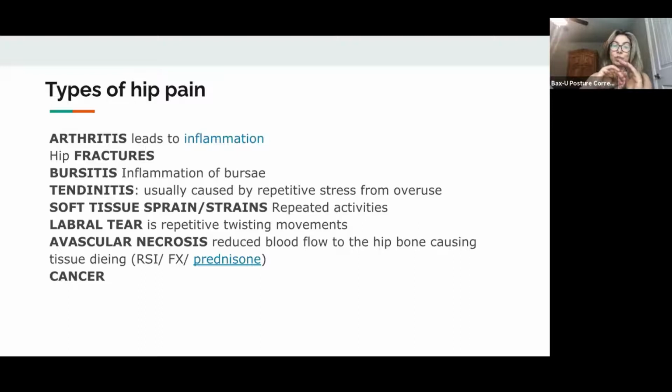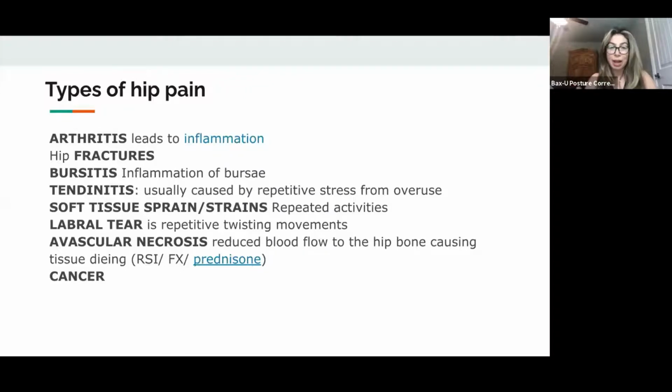The labrum is a structure that is typically on top of the acetabular joint, and it's an additional connection for the ball and socket joint of the hip. Repetitive twisting motion can cause a labral tear, whereas arthritis, also known as degeneration, is more of a repetitive non-twisting motion, more like a weight-bearing type of motion. There's another condition called avascular necrosis. A means not, vascular means blood supply.